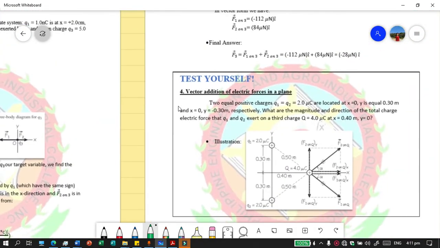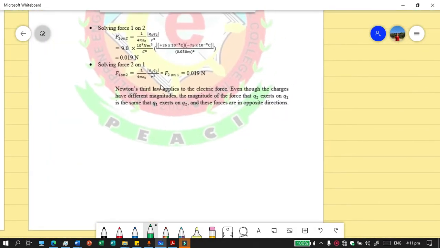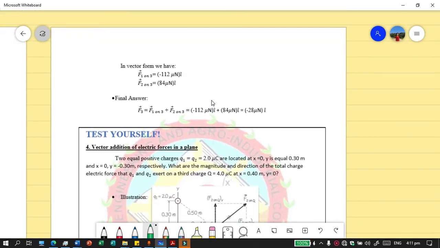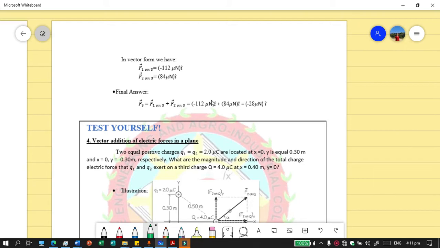So now let's proceed. So, para makuha natin yung net force, simply all we have to do is to write it in vector form. Okay? Kasi yung final answer natin should be expressed in vector form. So, F1 on 3. So, F1 on 3, that is going to be negative. It is because it is going towards the negative direction. Okay? Negative. Samantalang si F2 on 3, that is positive because it is going towards the positive direction. Kaya, kung i-add na natin, simple ito yung mangyayari.